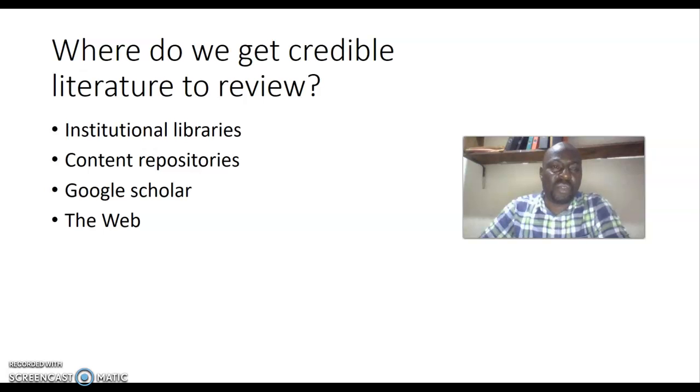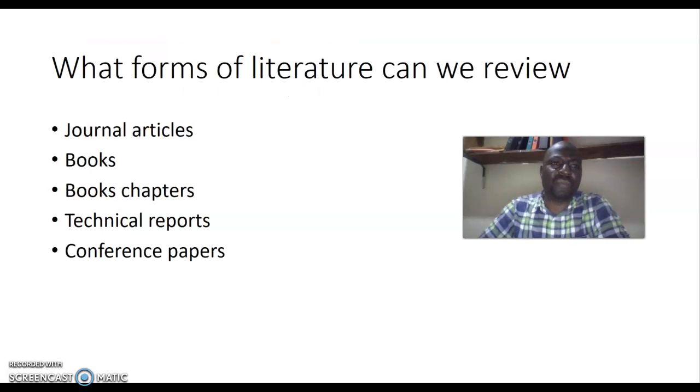However, I must caution that the web is full of all sorts of writings, and therefore the person searching for literature must be able to determine whether the source that they are getting on the web is credible enough.